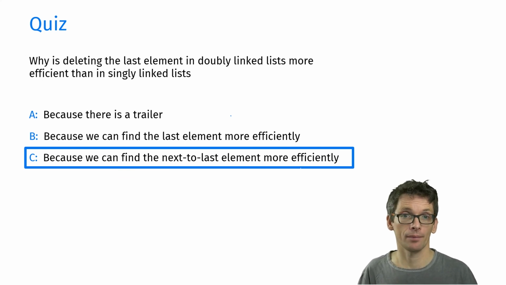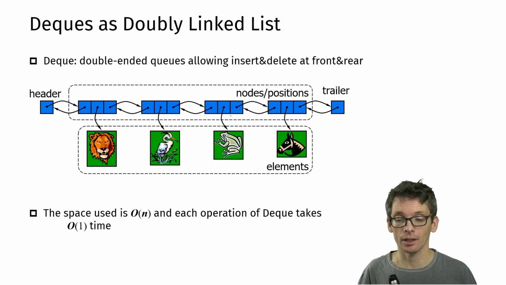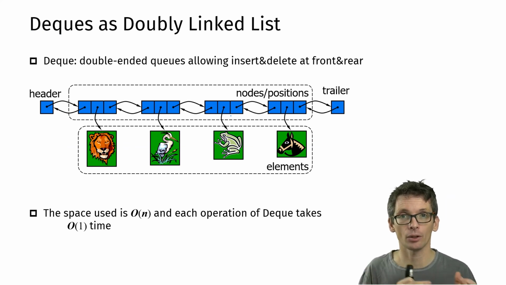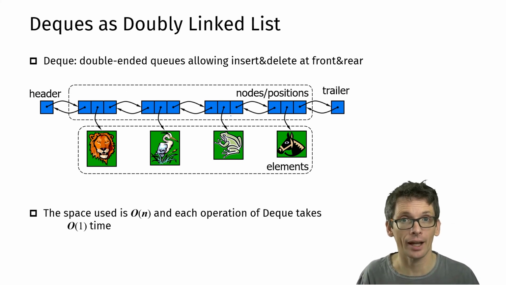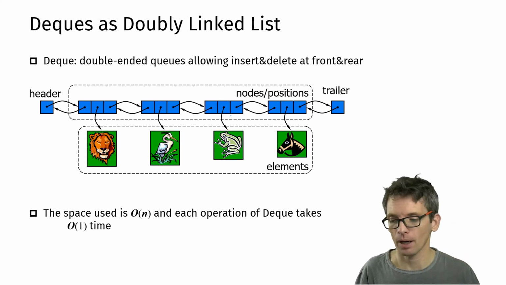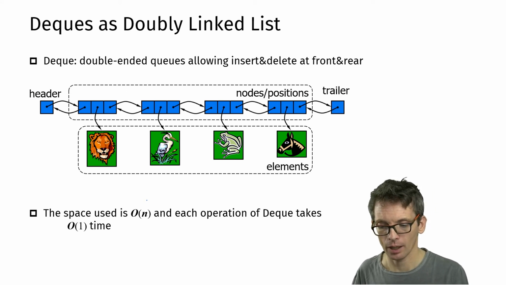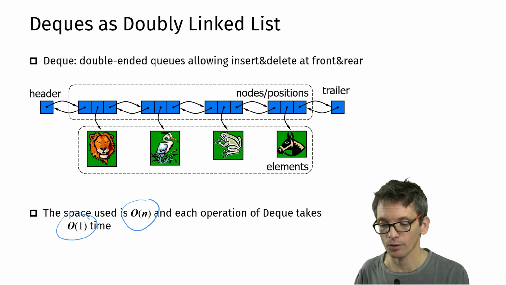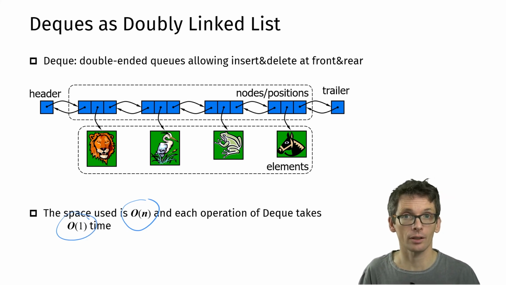This means that we can use doubly linked lists to give us deques, so double-ended queues where we can insert and delete at both ends. And that's exactly how deques are implemented in Python. And that gives us linear space if we have a linear number of elements and all the operations in constant time. So what have we seen?